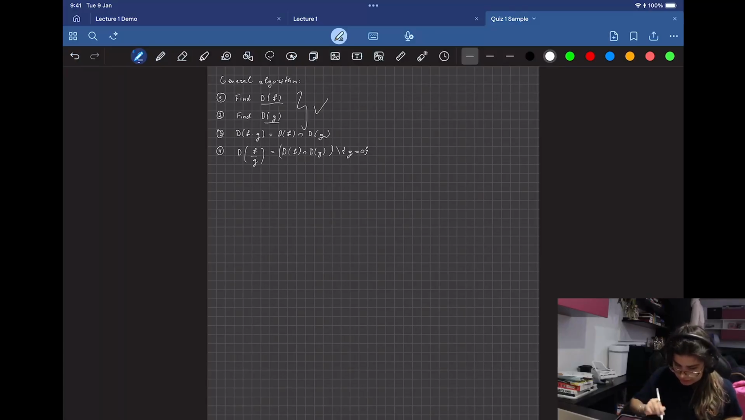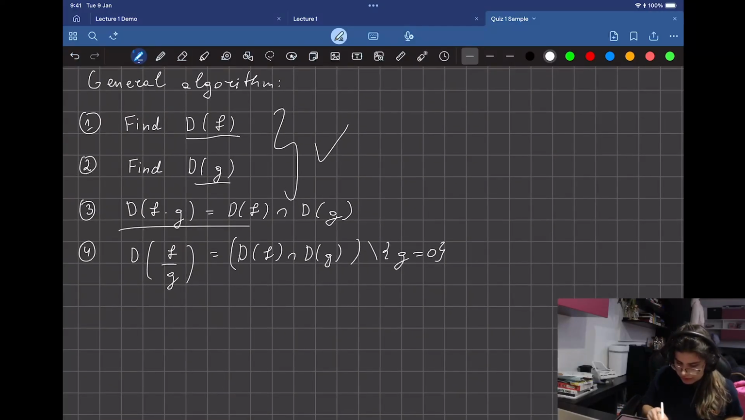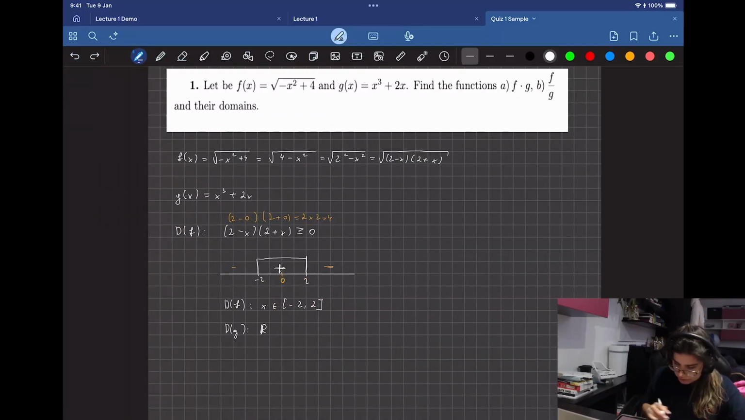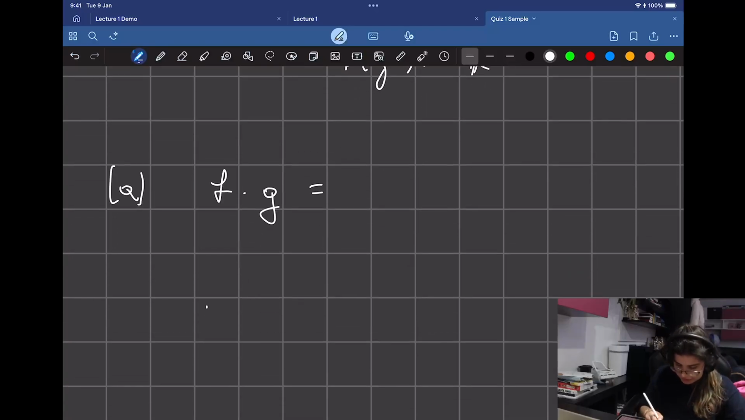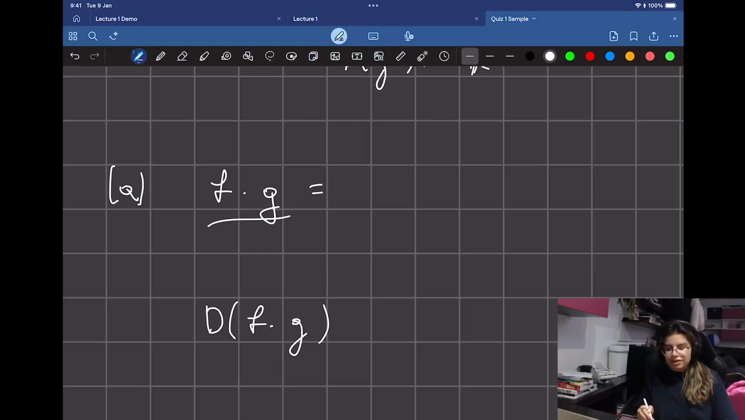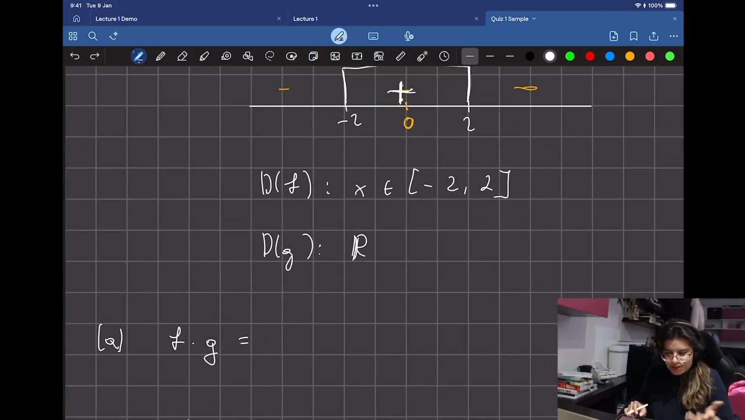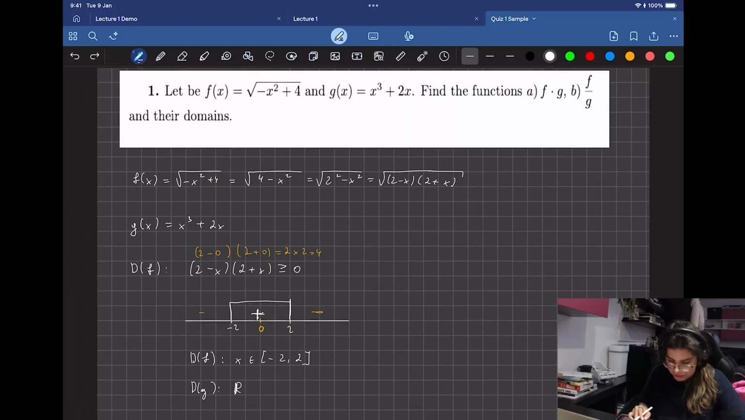These are completed. Now we need to move on to step number 3, which is the actual question on the quiz, right? The first question on the quiz, this is point A, is find the product, the dot product of f and g, and then find the domain of that product. So for the product itself, it's extremely easy. You just multiply the 2 functions.